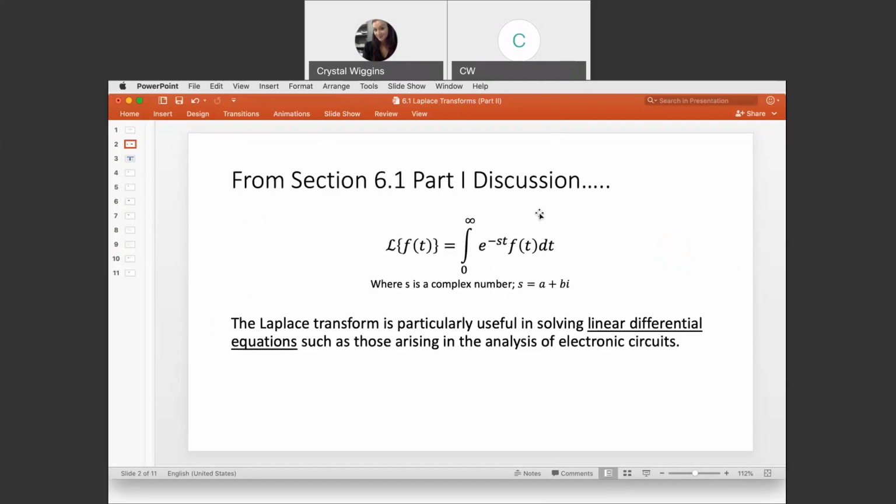From part one, recall that the Laplace transform of a function in terms of t, most of the time this Laplace transform is transforming functions with the variable being time, is equal to this integral where s is a complex number, and recall a complex number has a real part and an imaginary part, where both a and b are real numbers and i is the imaginary number. The Laplace transform is particularly useful in solving linear differential equations, such as those arising in the analysis of electronic circuits. There are also a lot of engineering applications as well.